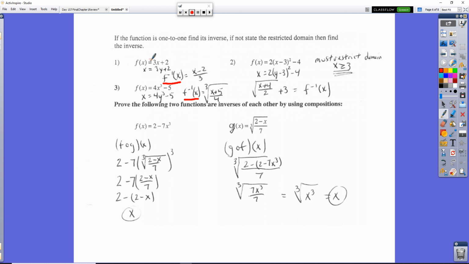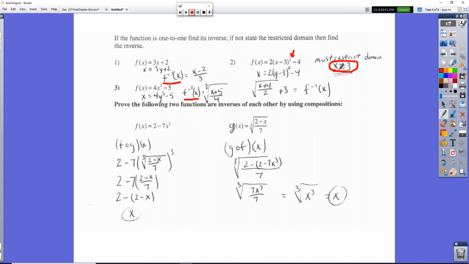It's not the original function anymore. Problem number 2, however, was a parabola. And I could tell that because it had the squared on the x terms right here. So parabolas do not pass the horizontal line test, so you're going to have to restrict the domain. I chose to keep x's greater than or equal to 3. That's the right side of this parabola.